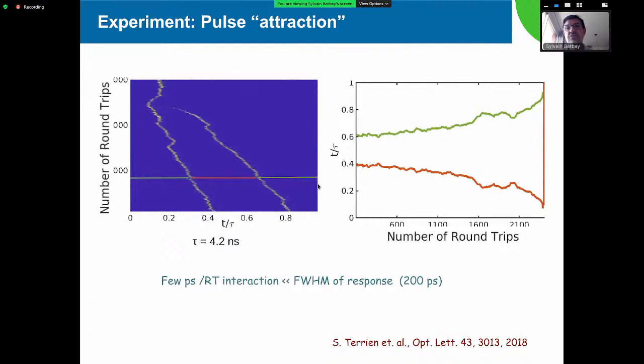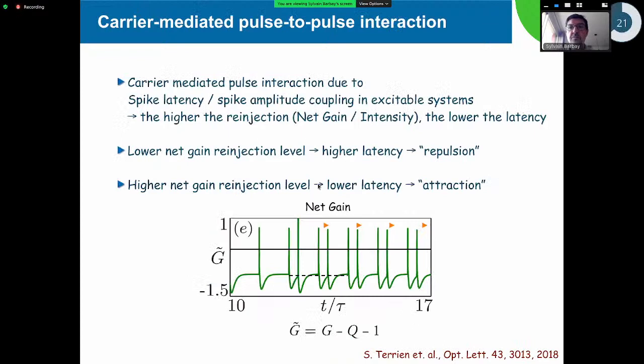In fact, you don't really have pulse attraction or repelling because of pulse-to-pulse interaction, but the interaction is mediated by the net gain in the system. And it's all the net gain dynamics that gives you whether you will have attraction or repulsion between the pulses. And this is due, in fact, to the fundamental property of excitable systems, in particular, the relation between spike latency and spike amplitude in excitable systems.